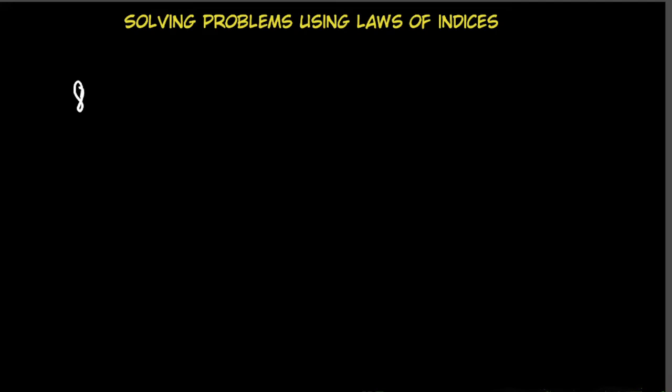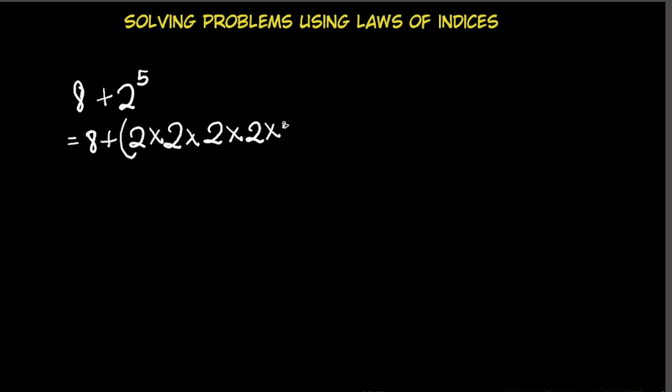Say for instance, we have 8 plus 2 raised to the 5th power. What would we do here? Well, we know that 2 here would be the base and the 5 would be the power. As such, the 5 is telling us how many times 2 would multiply itself. And this would be what it looks like. So 2 times 2 times 2 times 2 times 2. So we're going to multiply out these 2's and then we're going to add it to the 8.